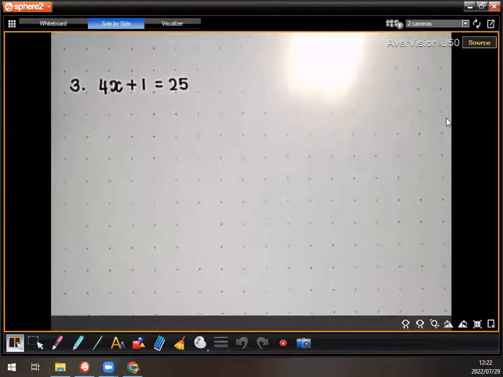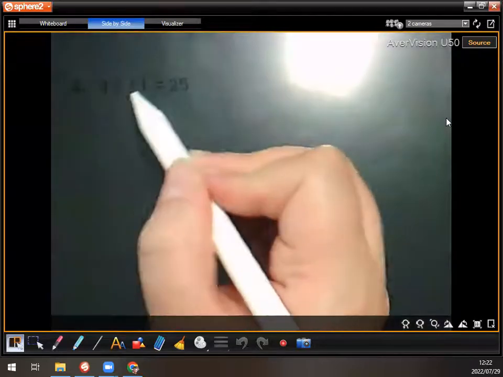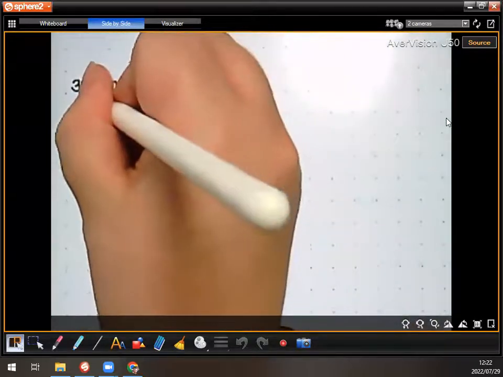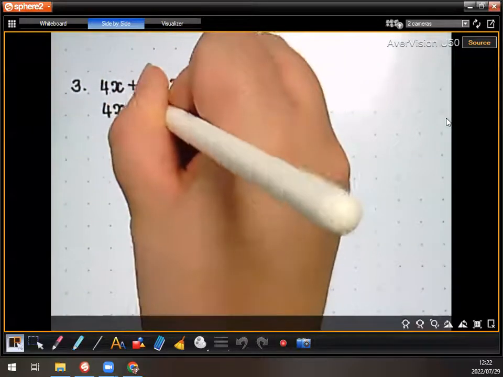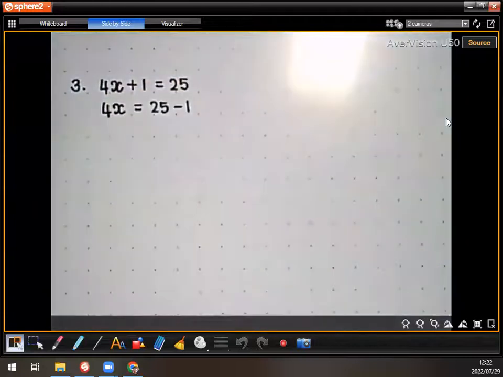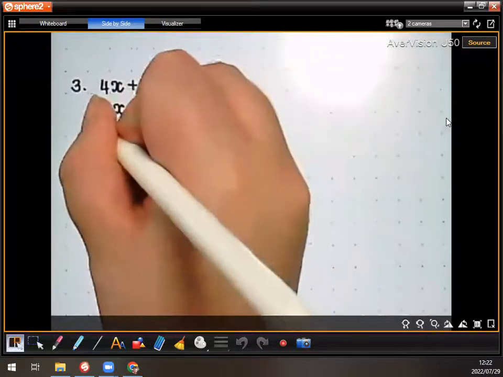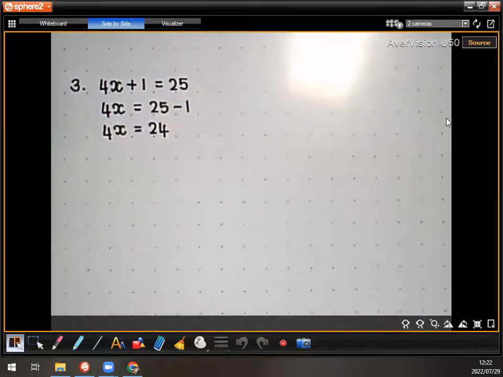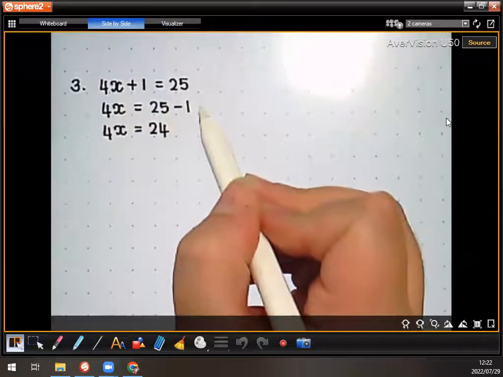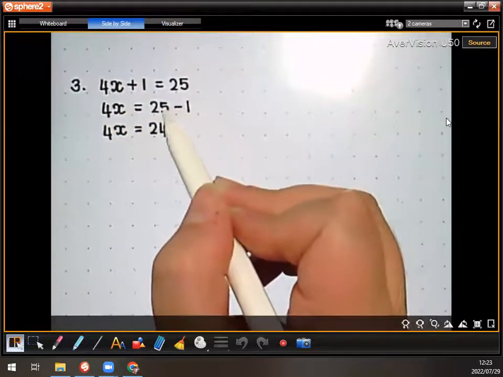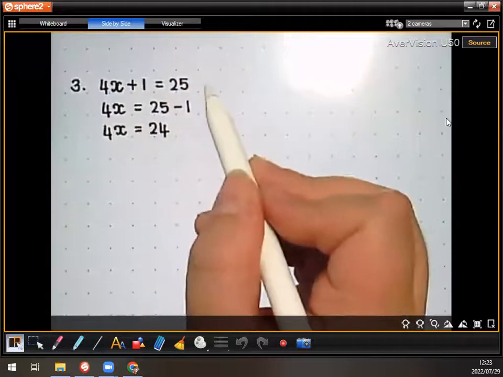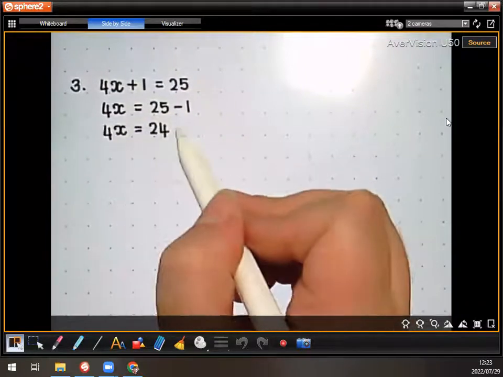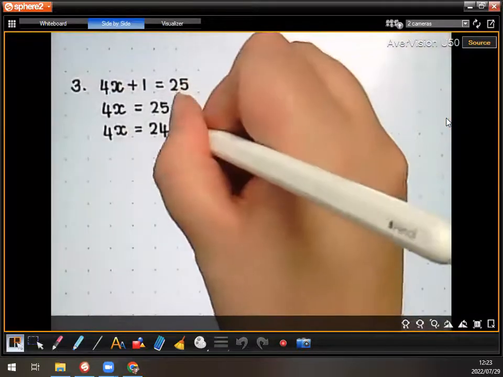Okay, let's take a look. Alright, guys, what is the opposite of adding one? Subtracting one. So we're going to have 4x is equal to 25, and then you subtract one. What is 25 minus 1? 24. Now, guys, if you feel comfortable enough, you don't have to show that you're doing 25 minus 1. You can just do that in your head and get to 24. But this step you have to show. You will get a mark for this.